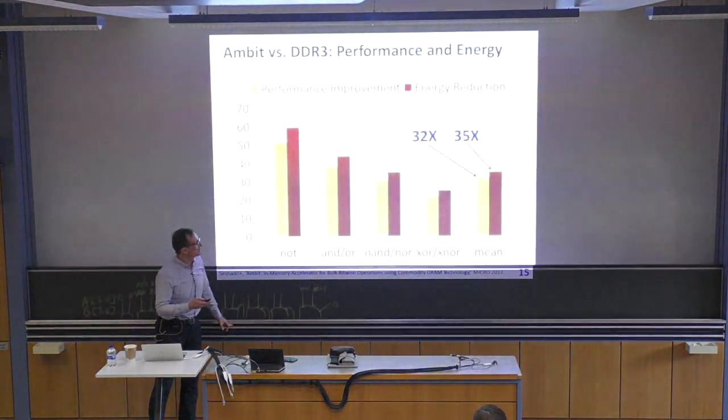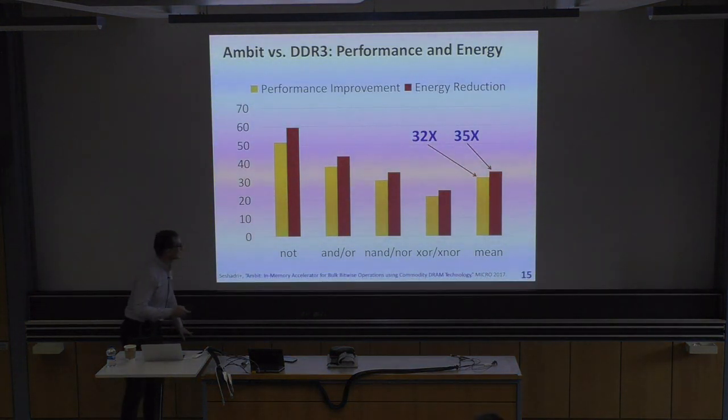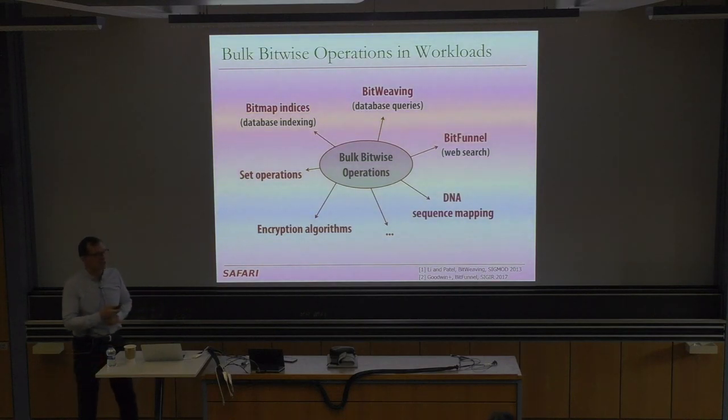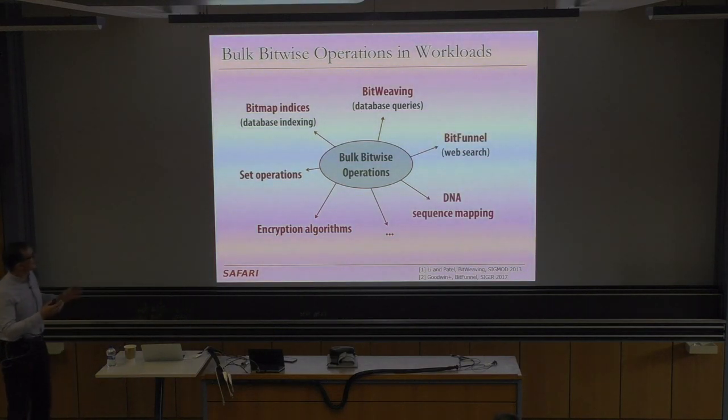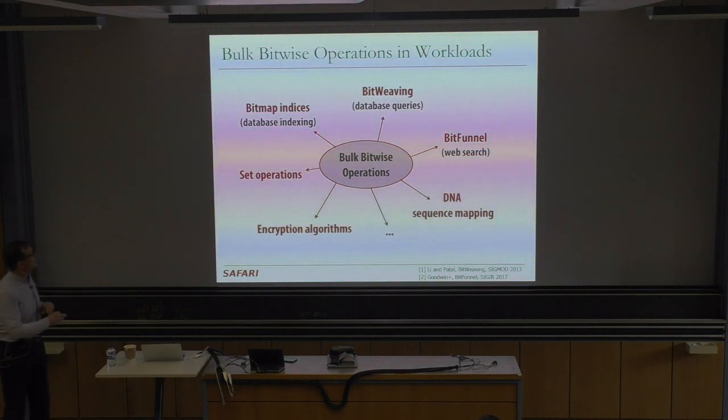So let's move back to Ambit. We've talked about some examples, applications. So let's talk about some other example applications. These are some of the example applications that Vivek came up with. But this basically shows that there are some applications that already do a lot of bitwise operations, like bitmap indices.